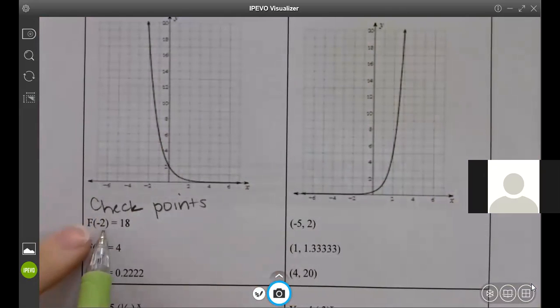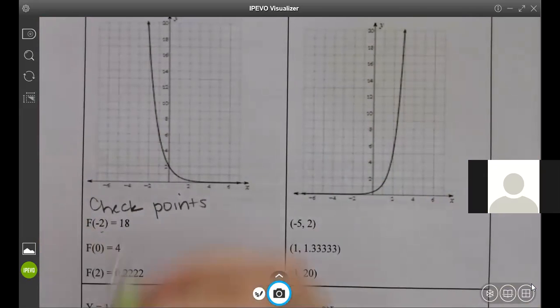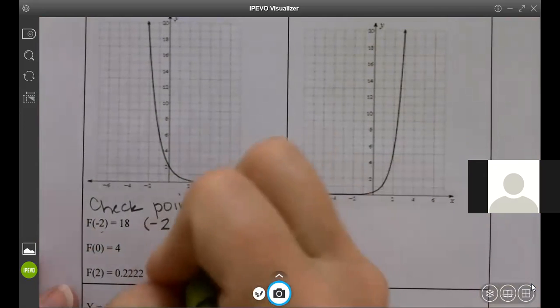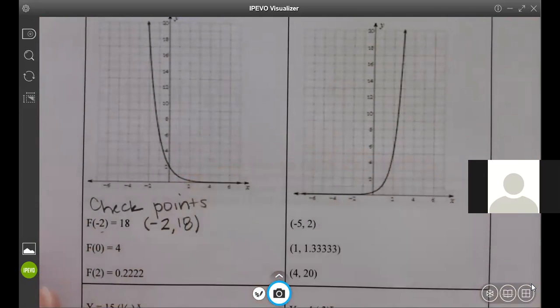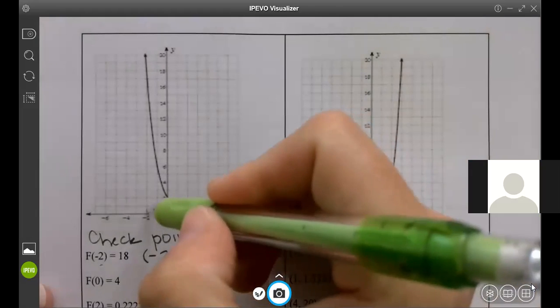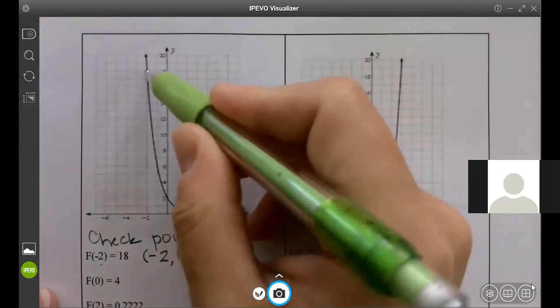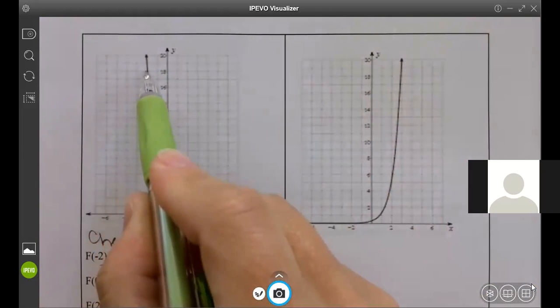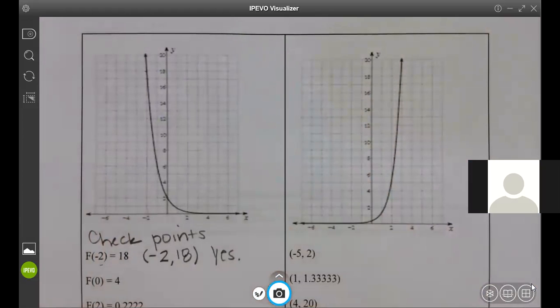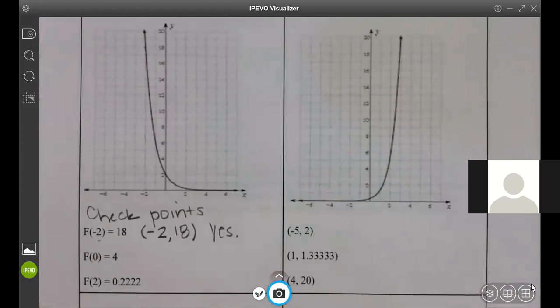So if we look at f of -2 equals 18, the way you write your coordinate, -2 took the place of x, so it's your x coordinate, and 18 is your y coordinate. We look on the graph at -2, then we go up to 18. Does it look like that point is on the line? Yes, that's all we do. We write yes. What is the next coordinate I'm going to check?